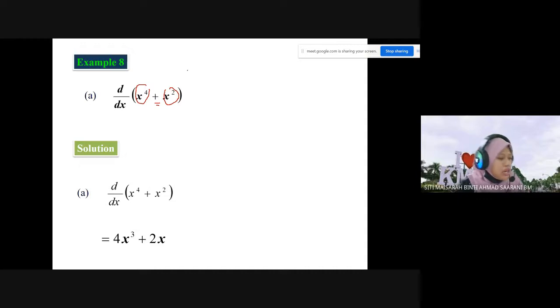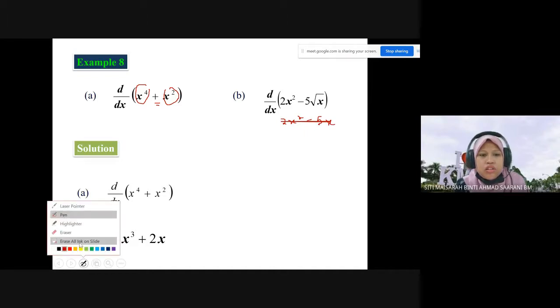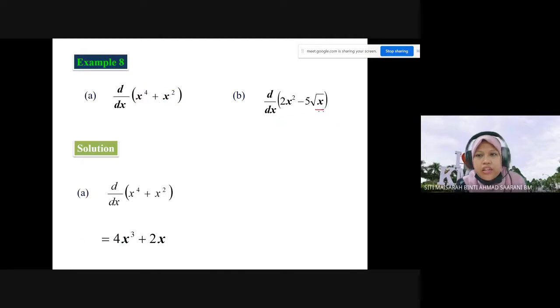Then for example B pula. Differentiate with respect to x, 2x square minus 5 x. Okay. Yang ni sebelum kalau tengok dia tolak ke tengah kan. So kita boleh differentiate one by one. Sebelum tu awak boleh ubah dia dulu. So ini is 2x square minus 5x power 1 over 2. Ini part ni tukarlah. Jadi x power 1 over 2.